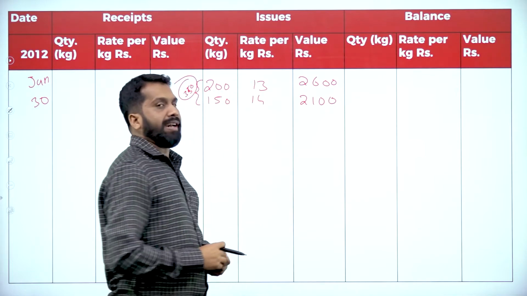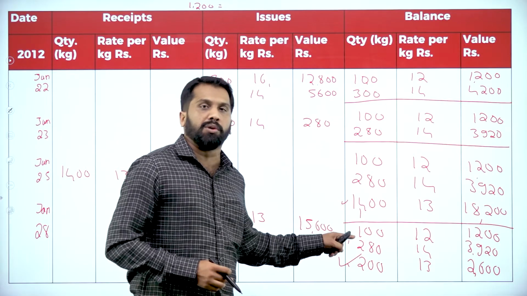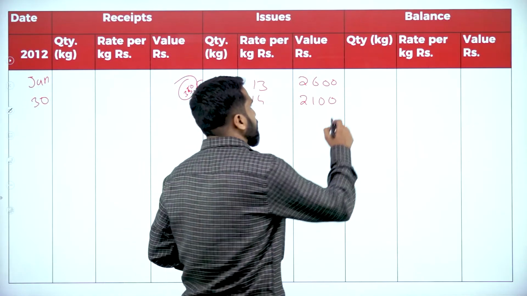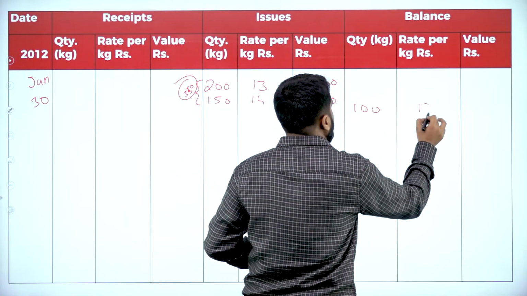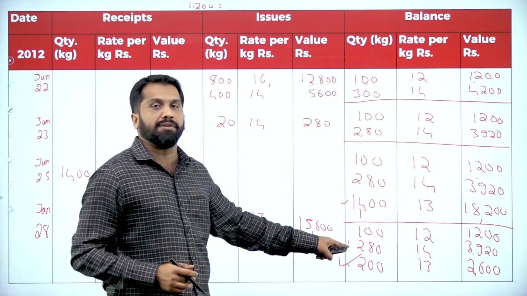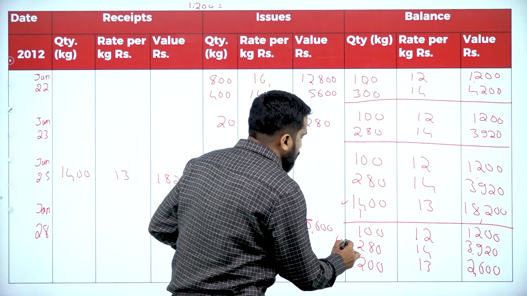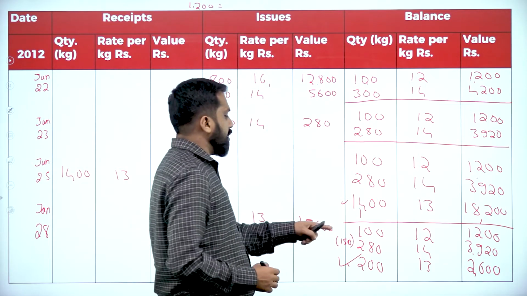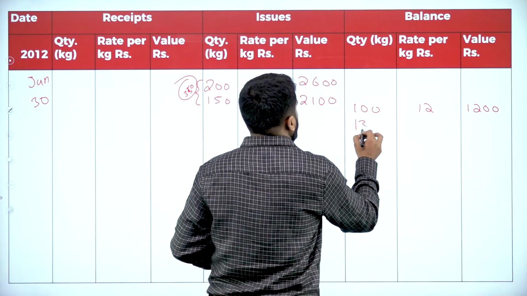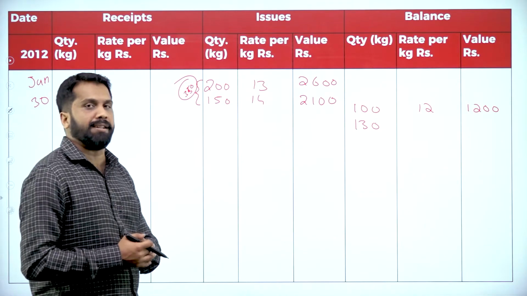Now we have to write the balance. Now, did you use the first box? No. So, what should we do? Copy, paste. 100 into 12, 1,200. Now, second box, have you used? Yes. How much have you used? 150. So, balance is how much? 130. Remember, how did you get 130? I'll write it down there itself.